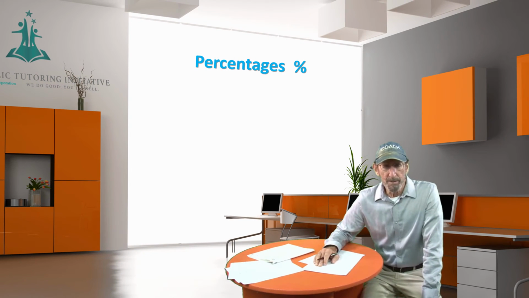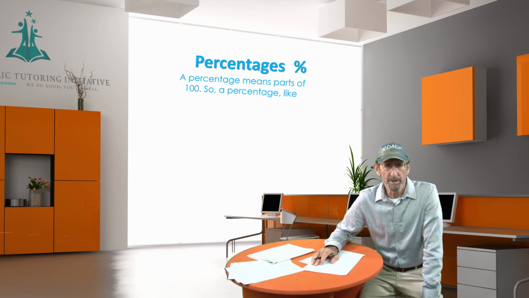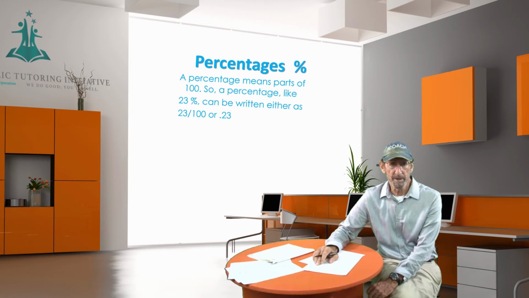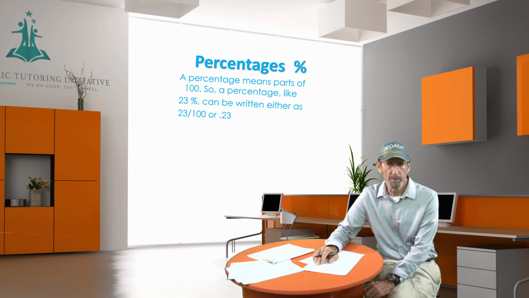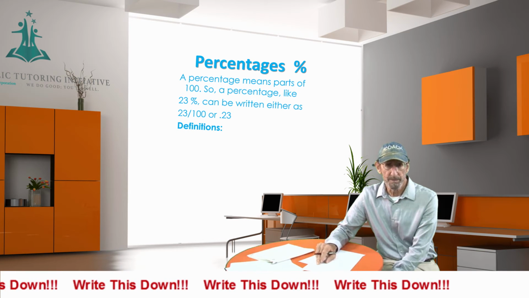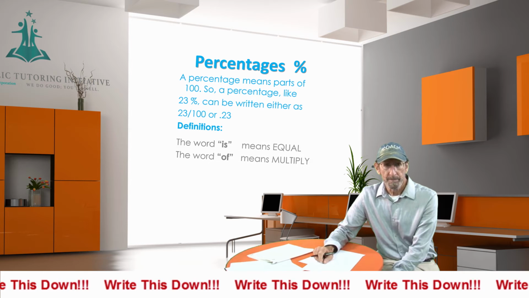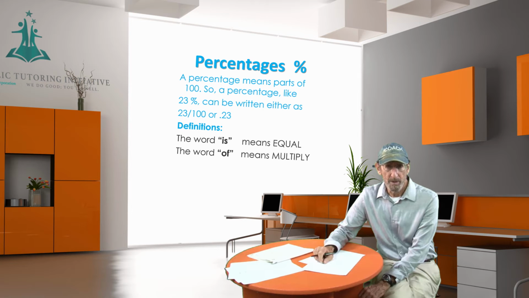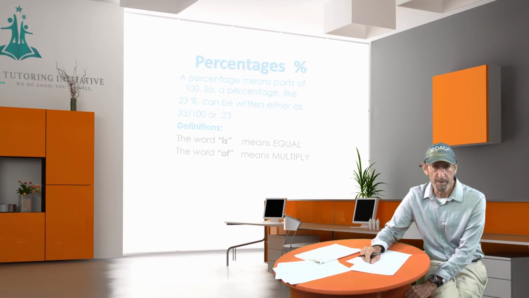Okay, it's time to tackle percentages. To start with, percentage means parts of 100. And a percentage like 23% can be written either as 23 over 100 or 0.23. We will use the latter representation. Many percentage problems can be simplified with the following definitions. The word "is" means equal. The word "of" means multiply. Let's see how this works.